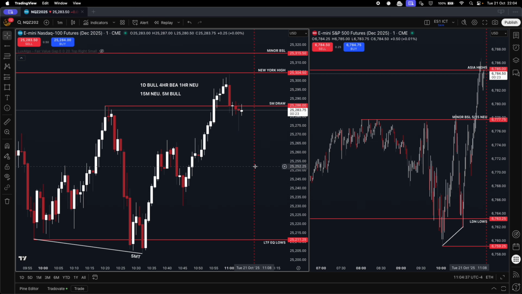Is the 10:30 1 minute candle a bullish breaker? Yes. Yes, it is.